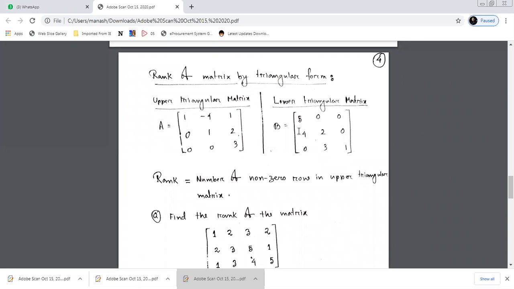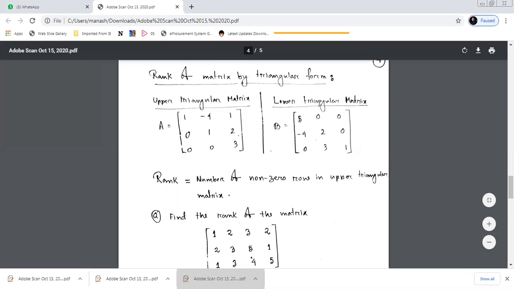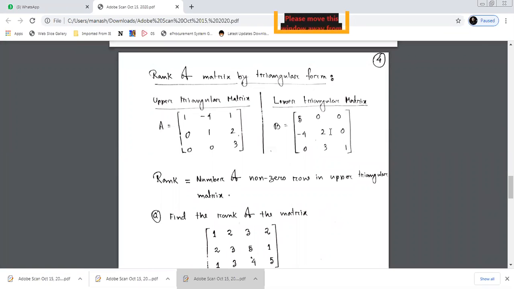Now, what is a lower triangular matrix? If all the elements above the diagonal are equal to 0, then it is called a lower triangular matrix, because the non-zero elements are in the lower half.